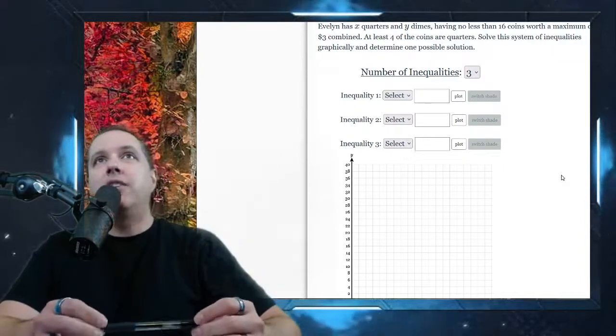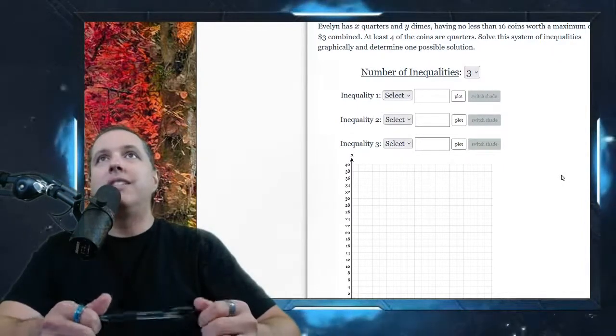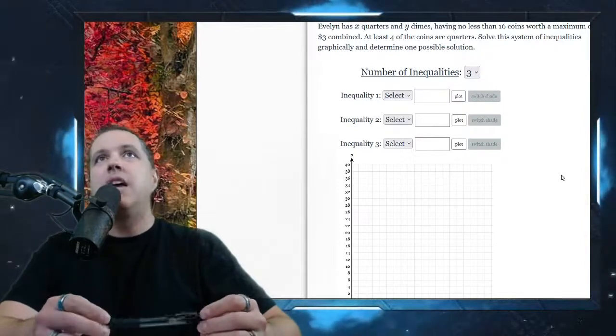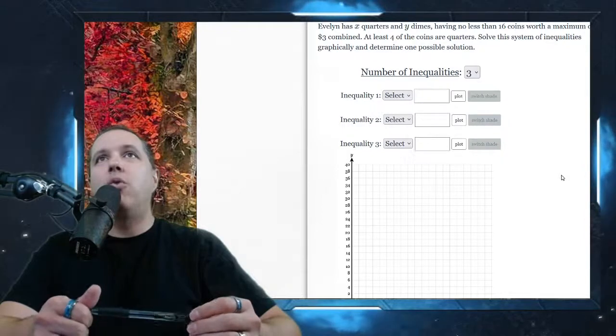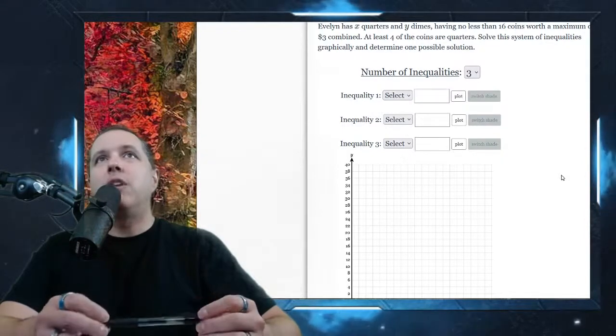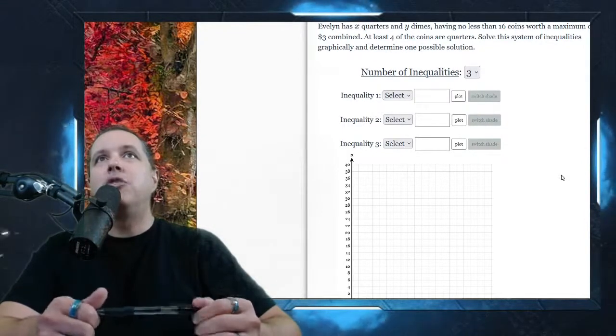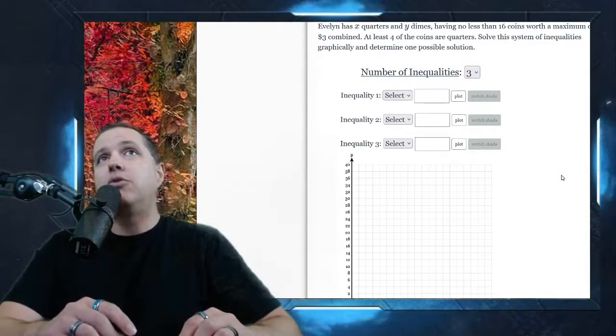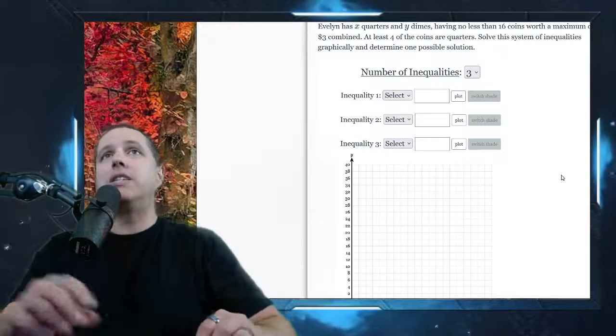So Evelyn has X quarters and Y dimes, having no less than 16 coins worth a maximum of $3 combined. At least 4 of the coins are quarters. Solve the system of inequalities graphically and determine one possible solution. So there may be more than one possible solution, but we're going to figure out at least one.